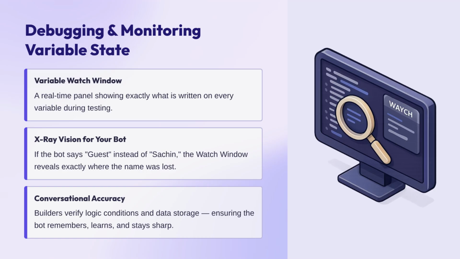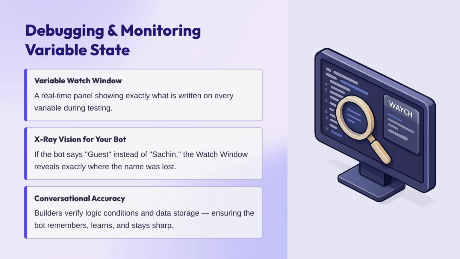In our relaxed classroom tone, it simply means the X-ray vision for your bot. When you are testing your agent, you can open a special window that shows you exactly what is written on every sticky note in real time. If the bot calls the user guest instead of Sachin, you can look at your X-ray and see exactly where the name got lost. Let's break this down together. As builders, we are the architects of conversational accuracy.